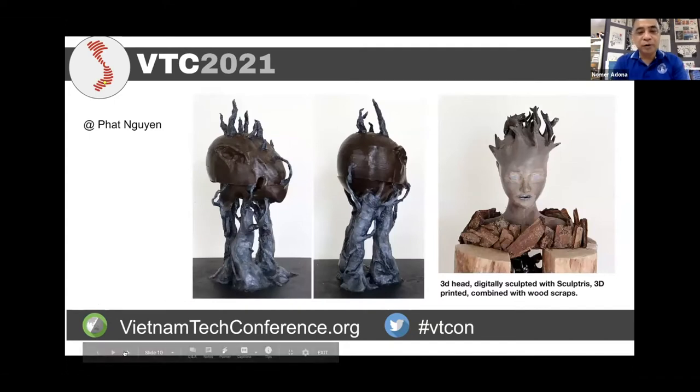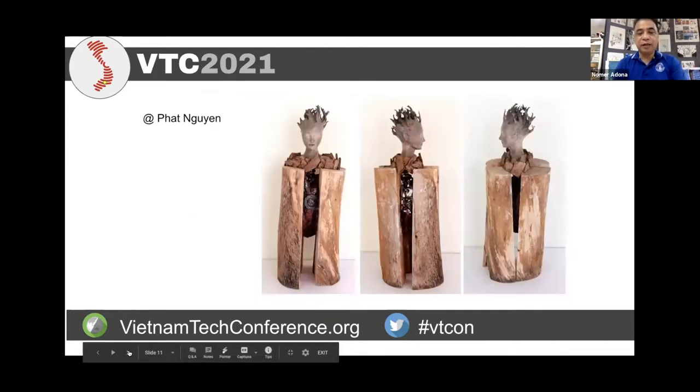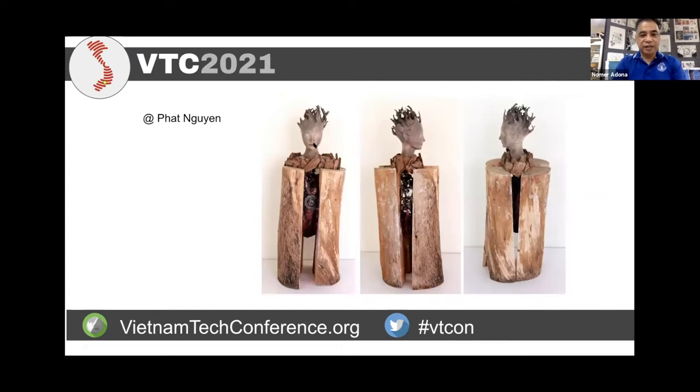And 2 years ago, Fat Nguyen also created these sculptures. The 3D sculpted, 3D printed part is only the top part. The rest is actually papier-mâché. And I'll give you another sample here. So here, the 3D printed part is just the head. And then after that, he hybridized and added some other stuff like wood, found materials, things like that.